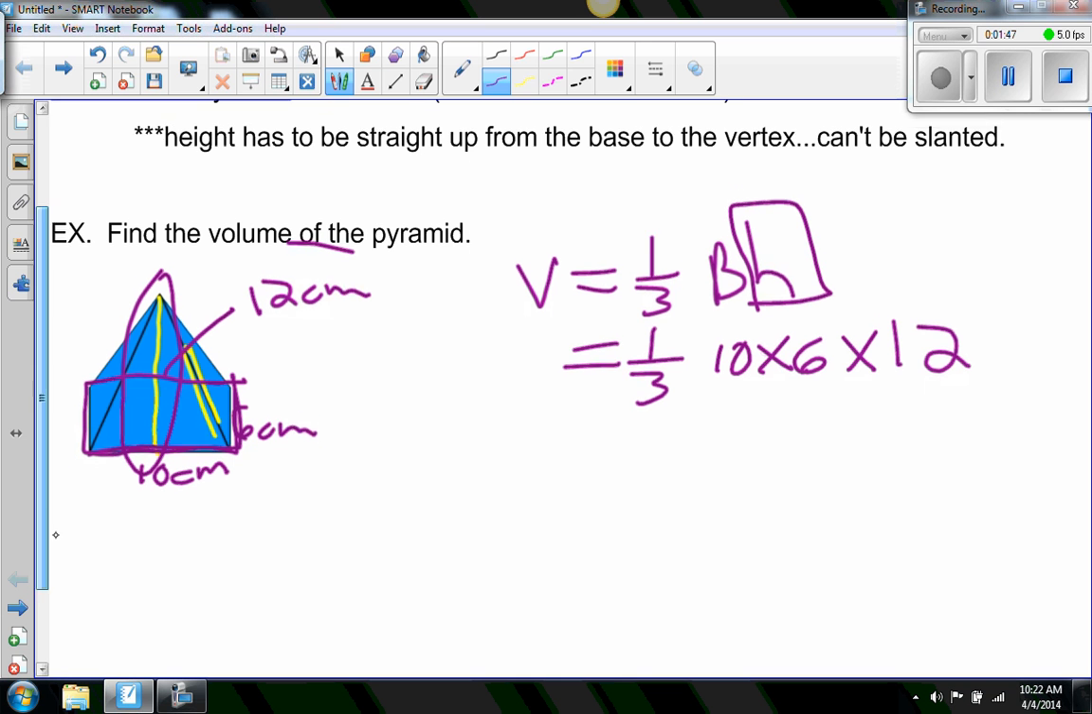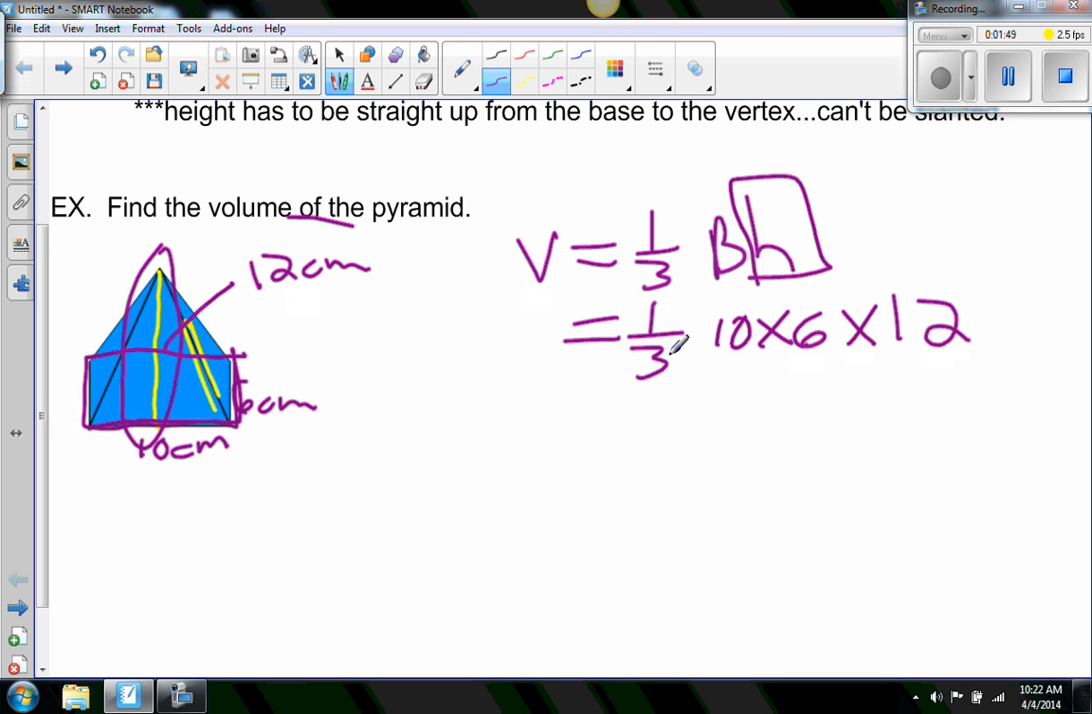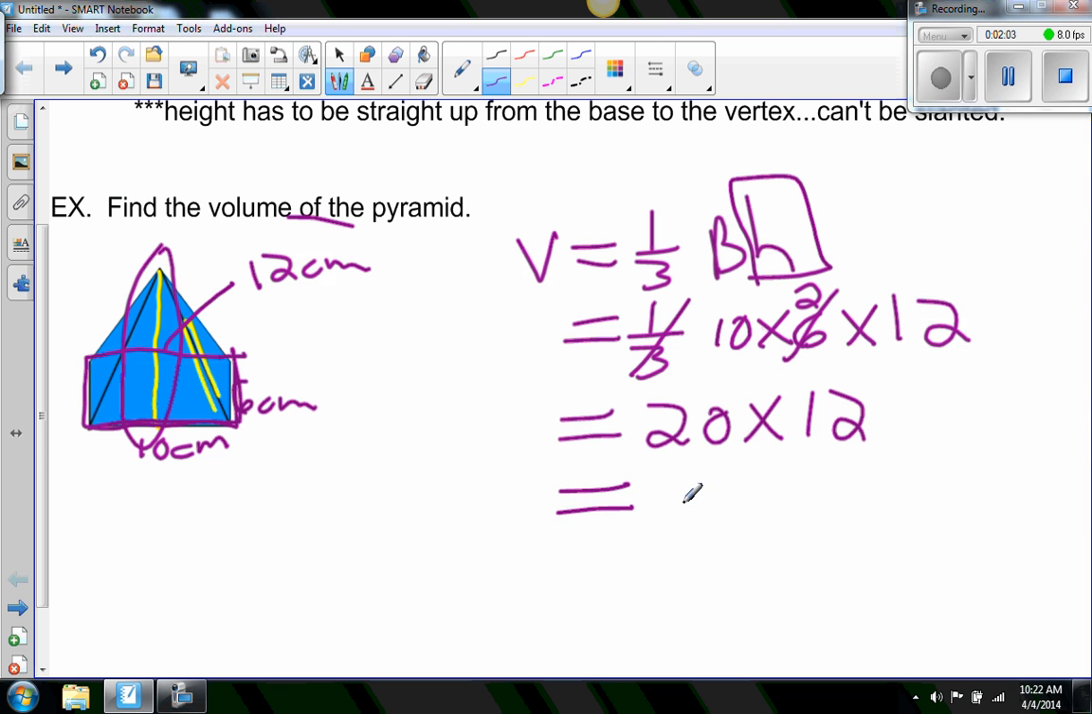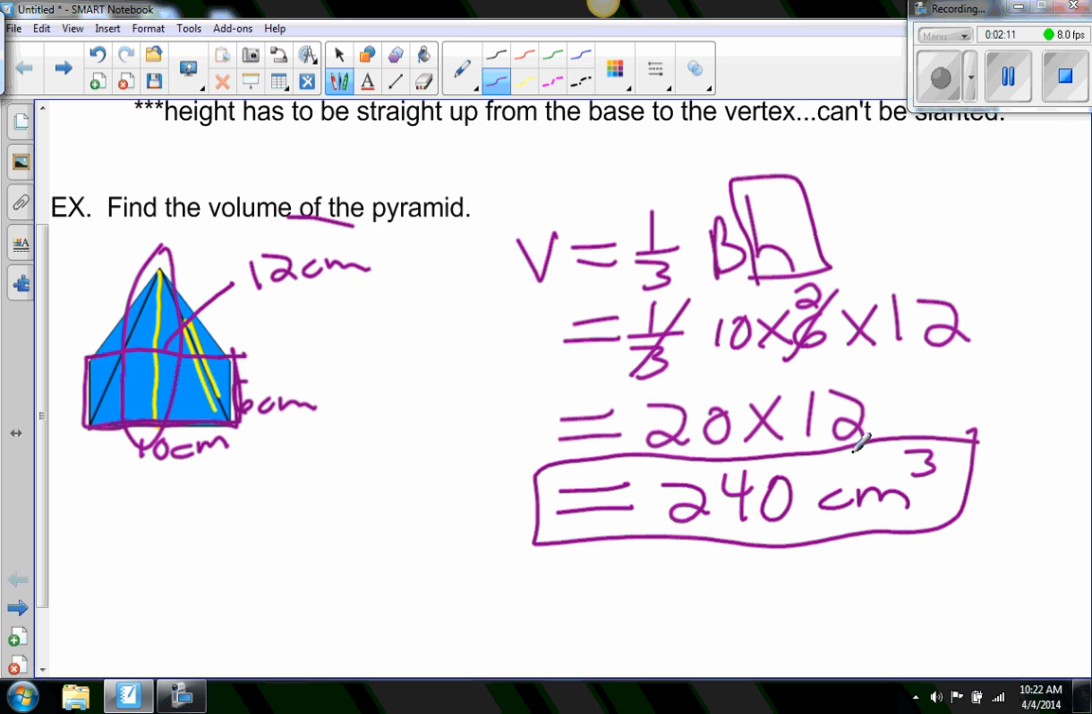And once I have my numbers plugged in, I just have to do the work. Is there something that I could take 1/3 of to make it easier on me? Yes. I'll do 1/3 of 6, so that is 2. So 10 times 2 is 20. 20 times 12 is 240, and it would be centimeters cubed because it's volume.